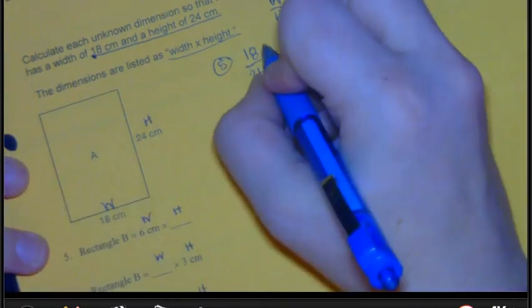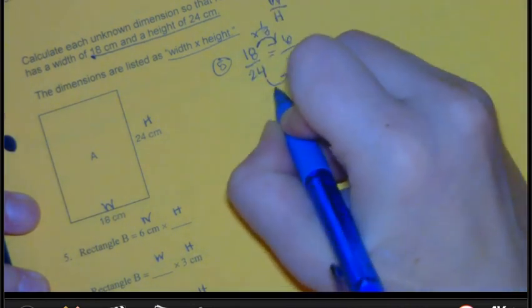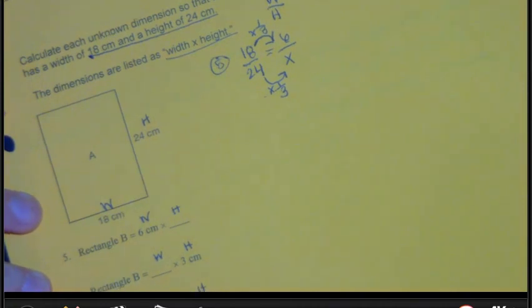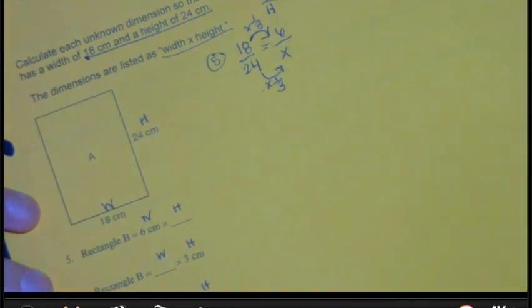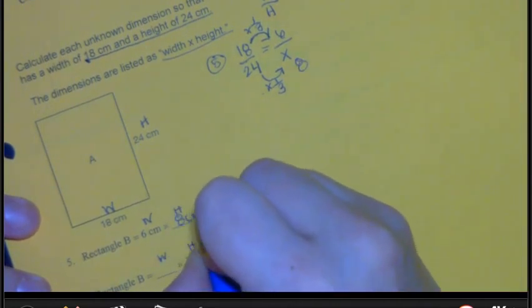Okay, so I need to find what is my scale factor from 18 to 6. Well, we can think division, and I know that 18 divided by 3 is going to get me to 6. So as a multiplication, it's going to be times 1/3. And what I do on the top, I'm going to do the same thing on the bottom. So 24 times 1/3, or 24 divided by 3, is going to get me 8. So the height of my new figure is going to be 8 centimeters.